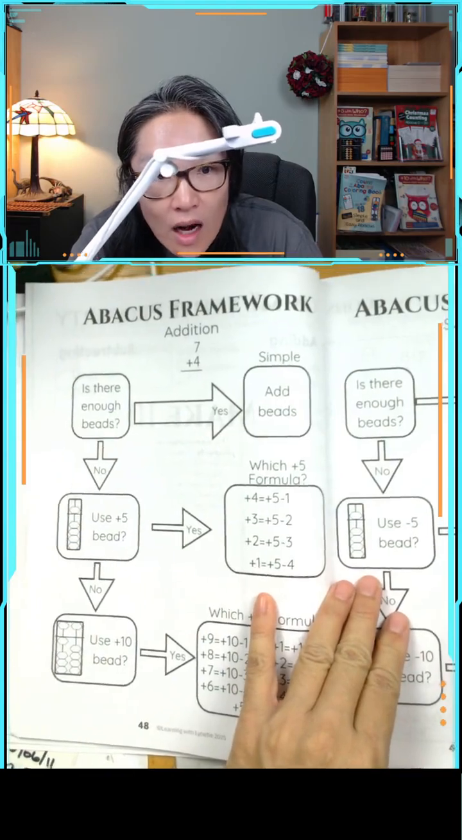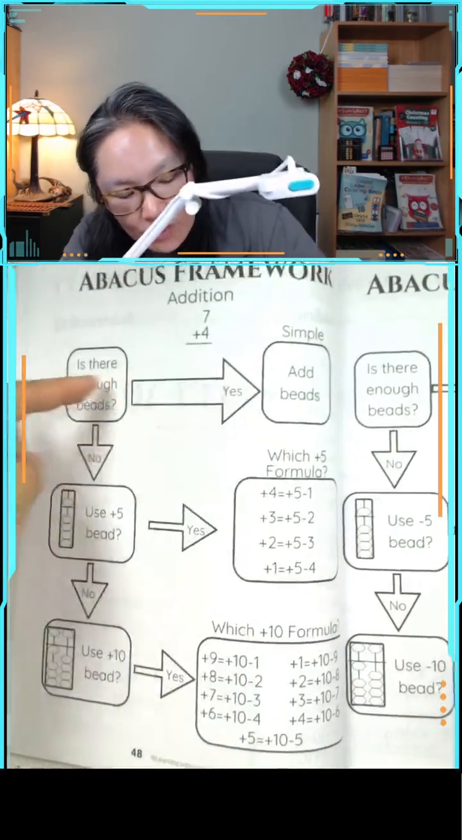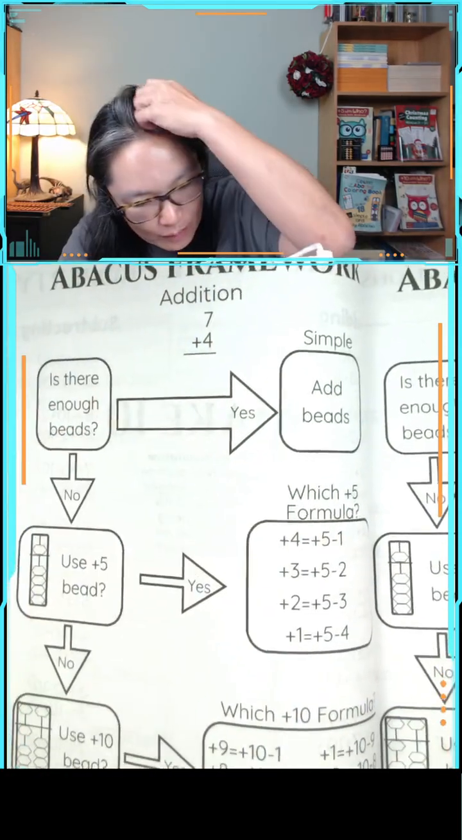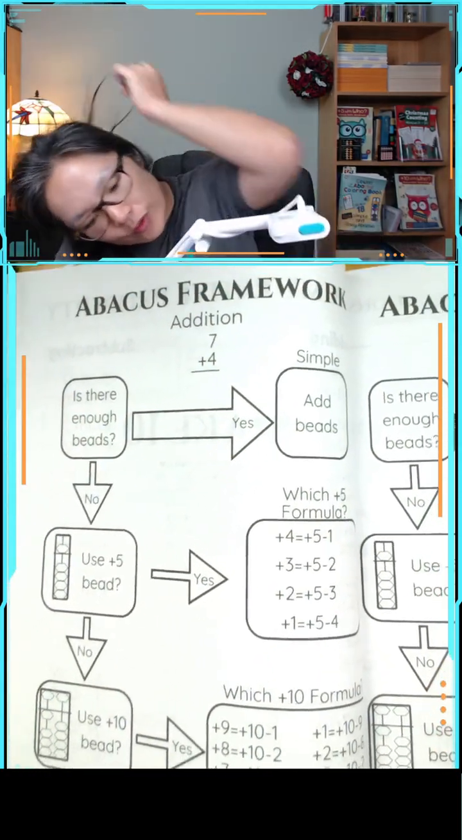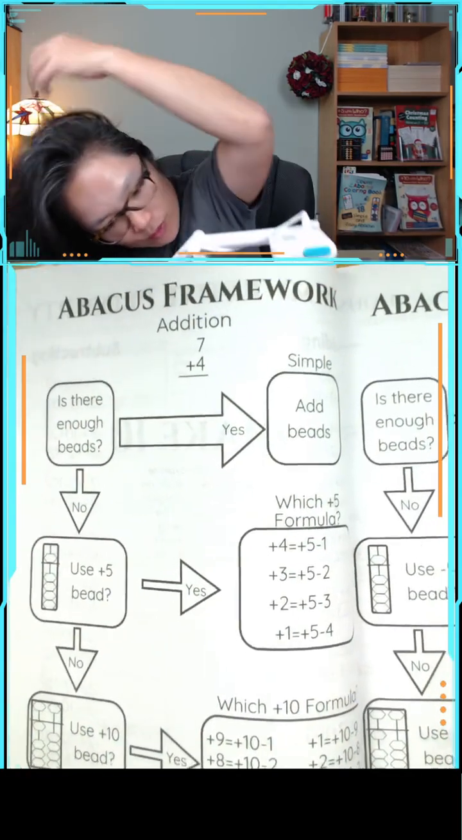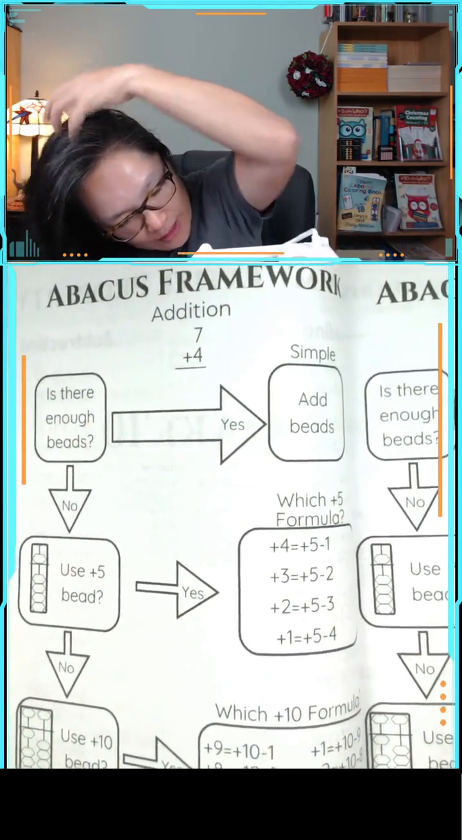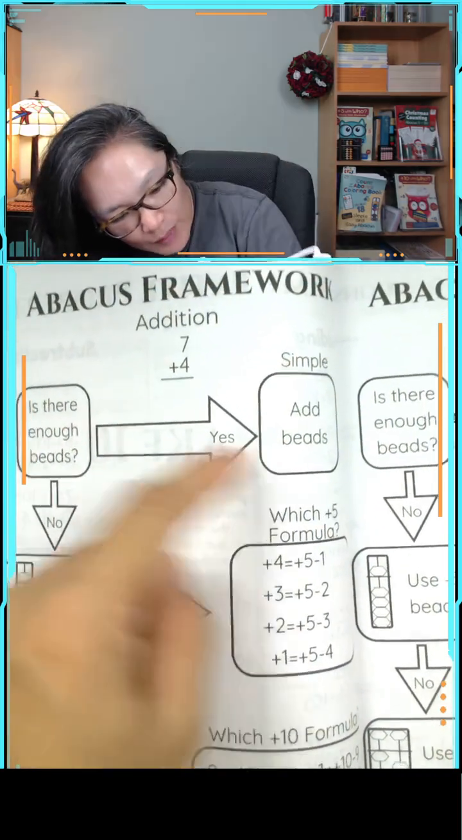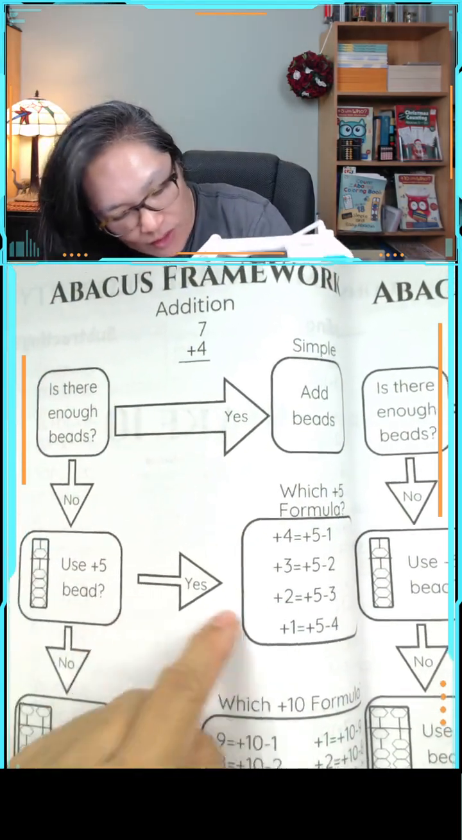So this is the workflow. The idea of the workflow is to show you how to read the numbers, and this is where critical thinking is involved, because what we're doing is looking at our numbers and trying to see what we have. Is there enough beads to add? Yes or no. If not, then is there enough to add?